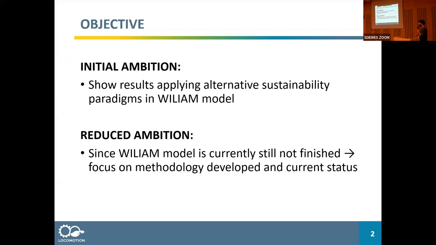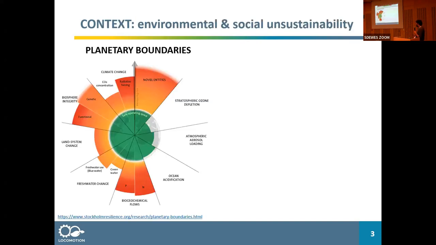The first thing is that I'm not going to present exactly what is under the title, because as you have been hearing, the William model is still not fully finished. And in order to run a simulation scenario with the whole model, we need all the pieces to be there and working. So what I'm going to present today is the methodology we have developed, and then the current status. I would like to start with a bit of context to have a broad picture, because this is the main motivation to develop integrated assessment models.